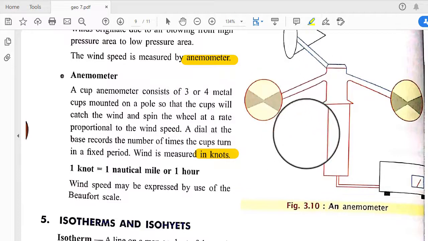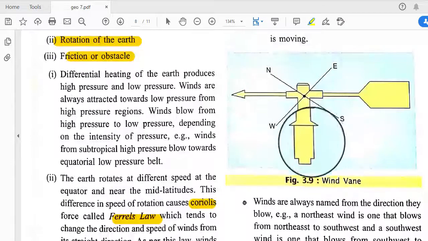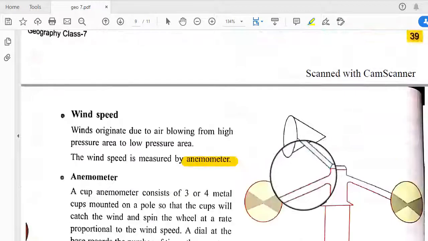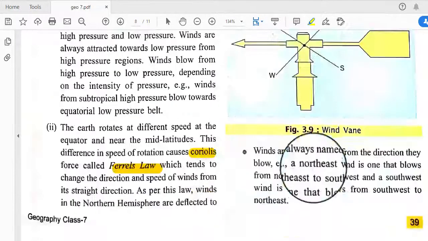So with the unit knot we can easily measure the wind speed with the help of the anemometer. And the anemometer is always fixed with the wind vane. These two are situated in the same position. So by these two instruments we can easily measure the wind direction and wind speed.